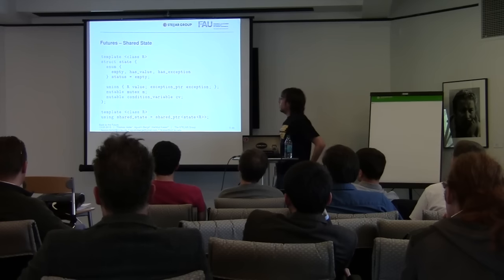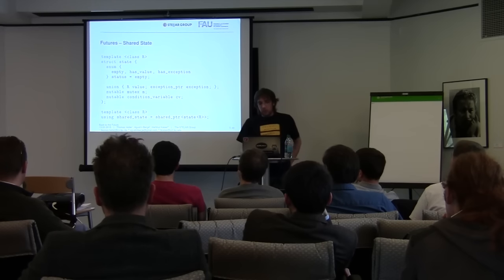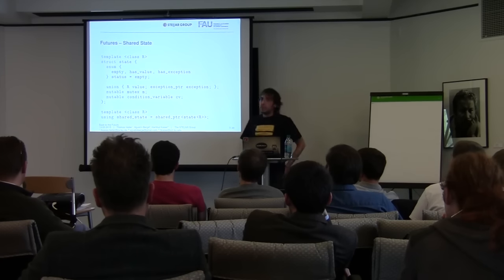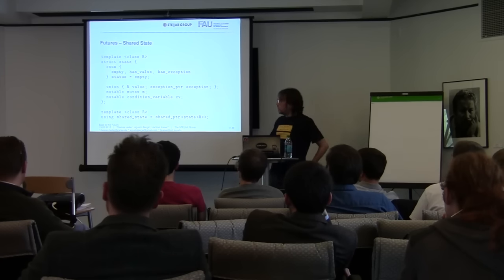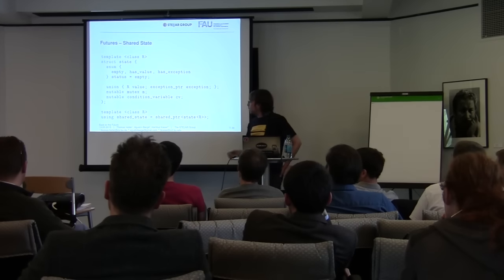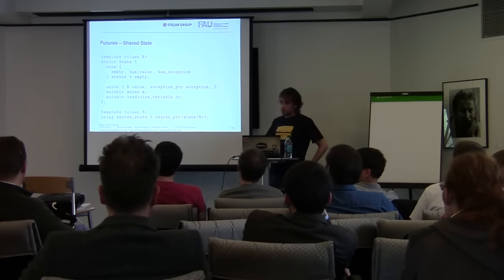And it needs a mutex and a condition variable to synchronize access to the shared state, because both the promise and the future will be potentially touching the same values at the same time. And the future may need to wait for a condition to be satisfied for the shared state to have a value in it. And that's what we use the condition variable for.